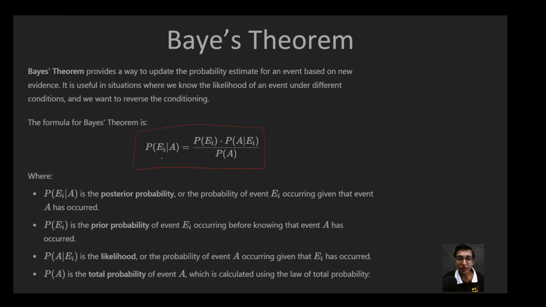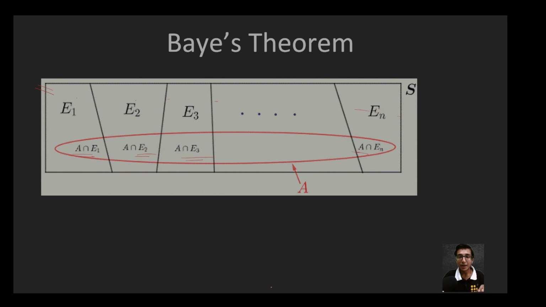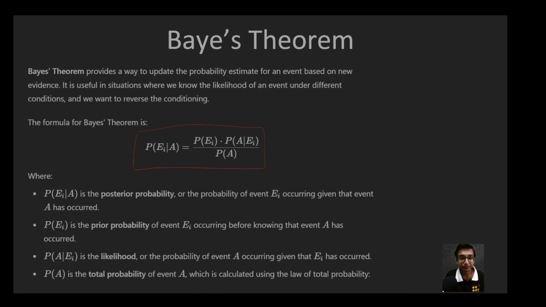Probability of me. Now what happens in Bayes' theorem is that we have been provided in the question that event A has already occurred. In total probability theorem, we had to find out the probability of A. In Bayes' theorem, the A event has already occurred. Now we have to find out the probability of any one of the E1, E2, E3 events given that A has occurred.